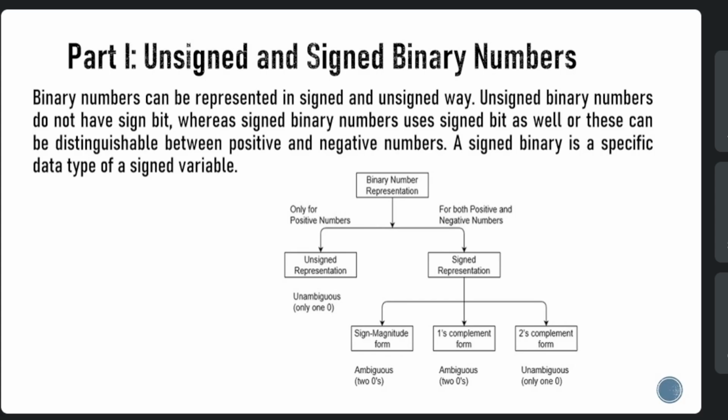Unsigned binary numbers do not have a sign bit, whereas signed binary numbers use a sign bit, so that positive and negative numbers can be distinguished. Signed binary is a specific data type of a signed variable. So, what are our data types?